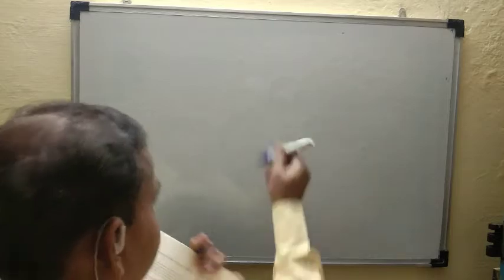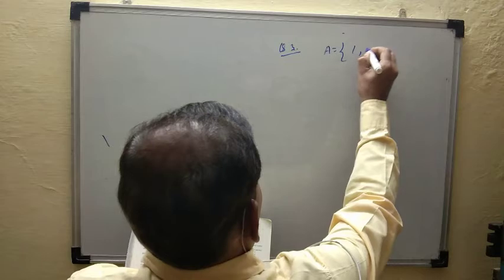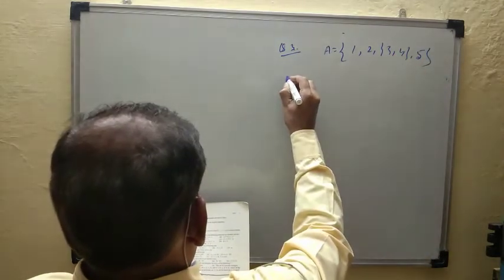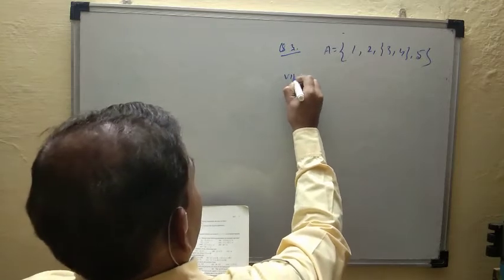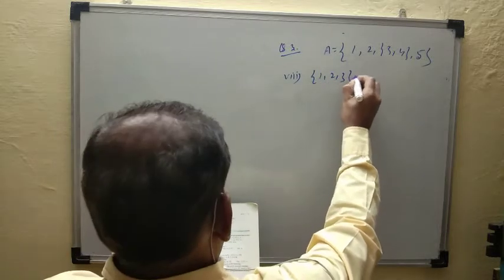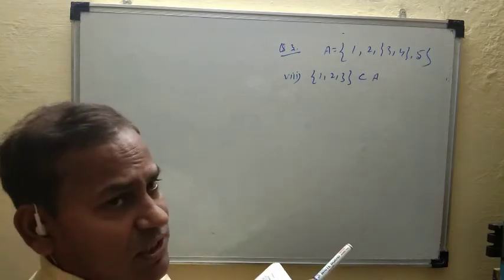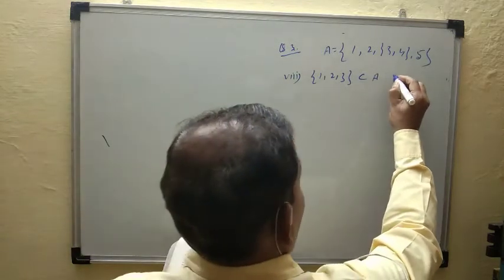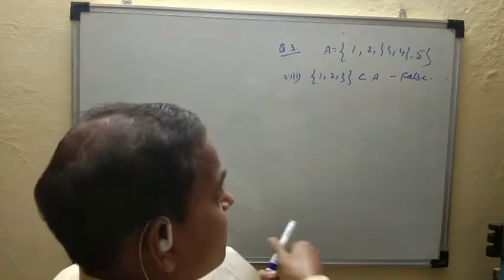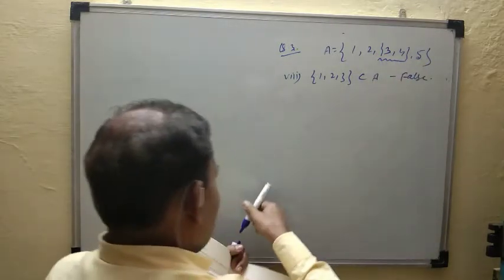Question number 3. Set A is given as 1, 2, {3, 4} and 5. Is {1, 2, 3} a subset of set A? No, this is false. Answer is false, because here 3, 4 both are in combined form.